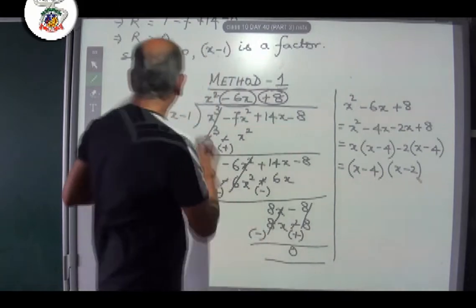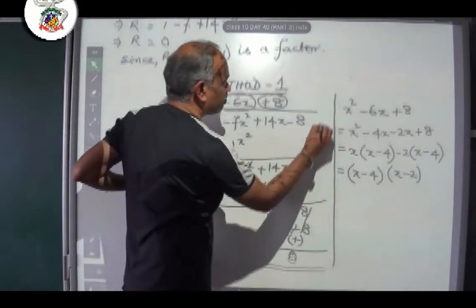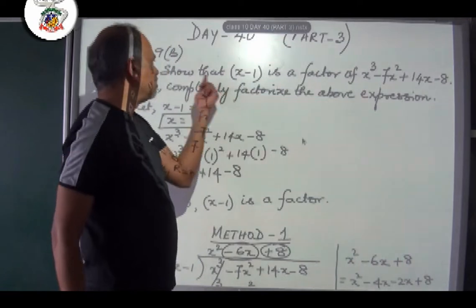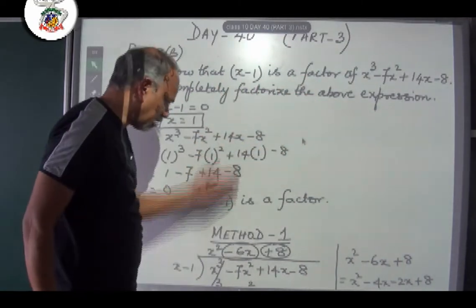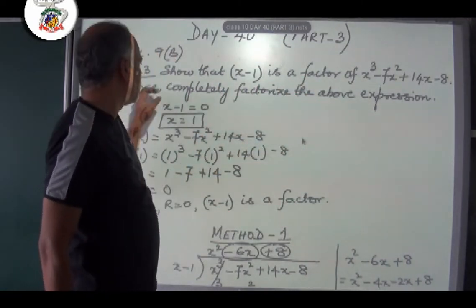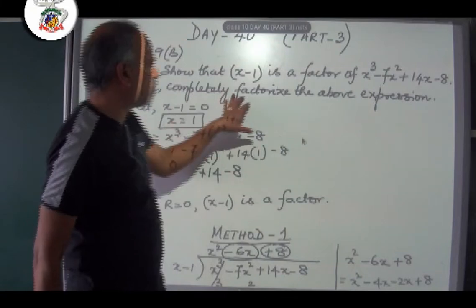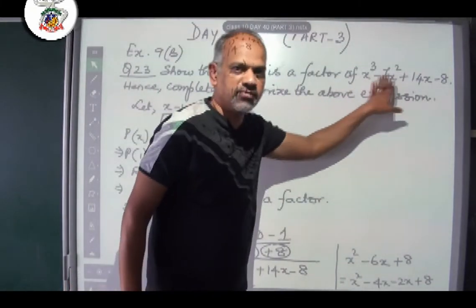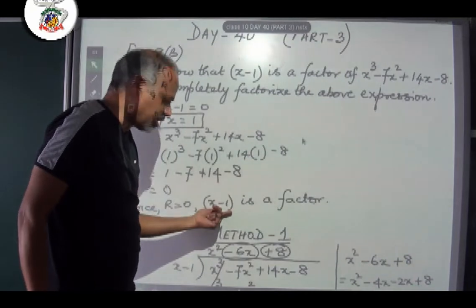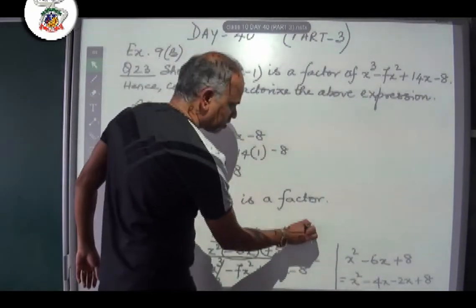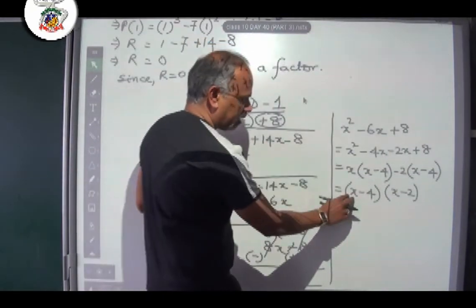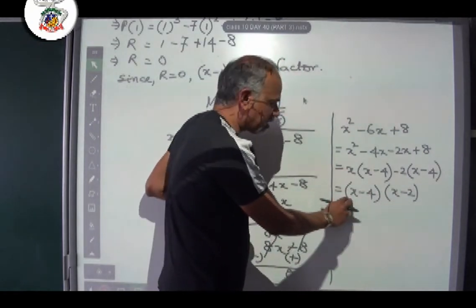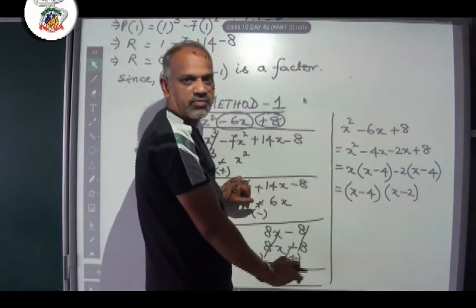The actual question was, if you look at this, the first part was you have to show that x minus 1 is a factor, that we have done till here. Then the second part was hence completely factorize the above expression, which means you're going to find all the factors of this expression. The first factor is here and the second factor is what we got just now. Second and the third factors are here. That is x minus 4 is the second factor and x minus 2 is the third factor.